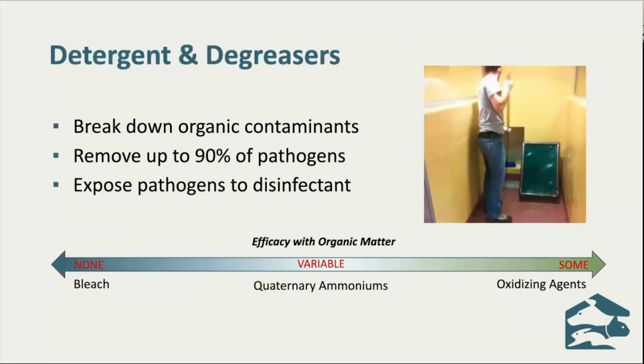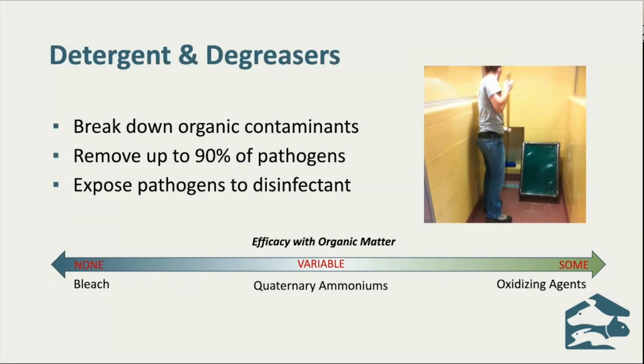Just another note about detergents and degreasers, that chemical cleaning step. The reason this has to happen before disinfection can occur is that these products break down organic contaminants and allow them to be removed from the environment. It has been said that up to 90% of pathogens are actually removed during this physical and chemical cleaning process before you apply any disinfectants. What this does is remove all those contaminants, and any pathogens that are left behind can come in direct contact with the disinfectant so it can do its job and kill them.